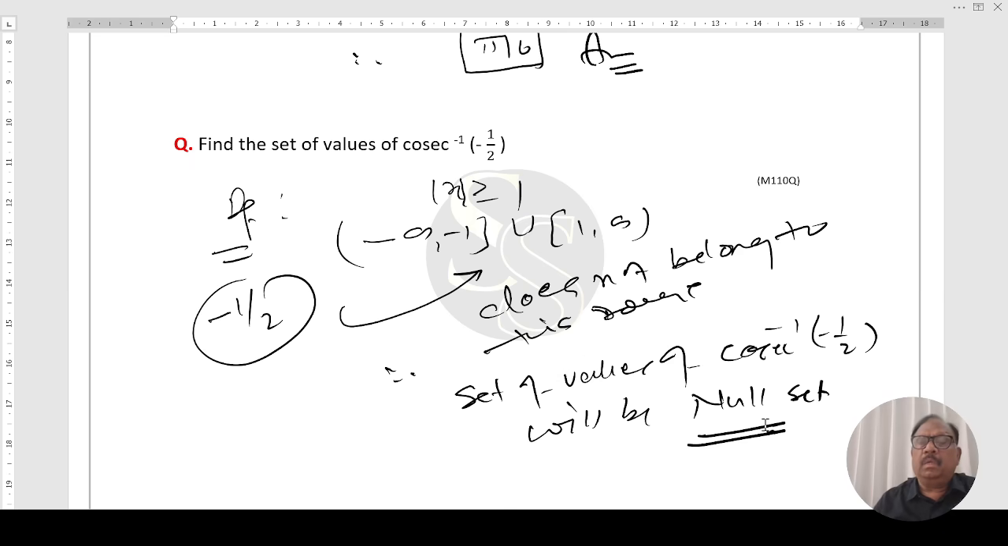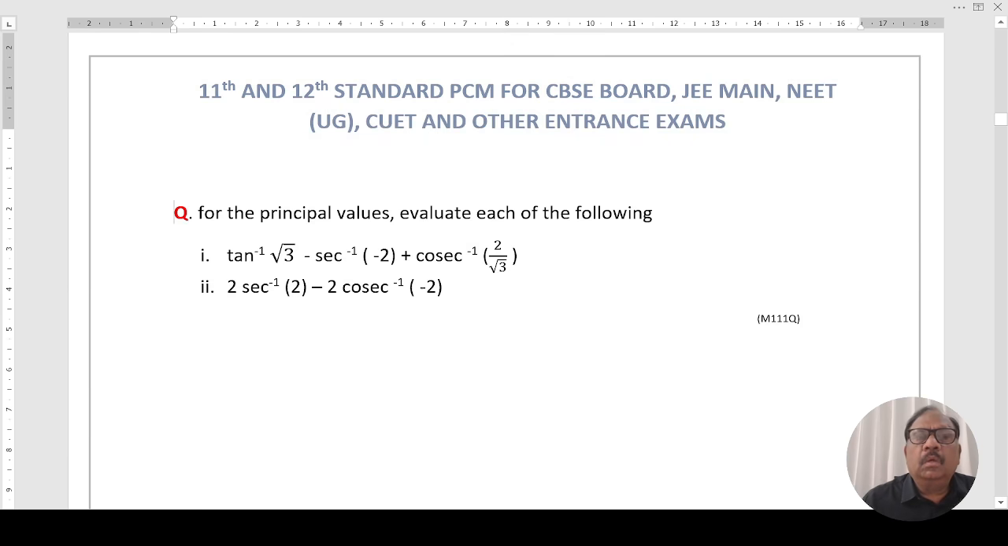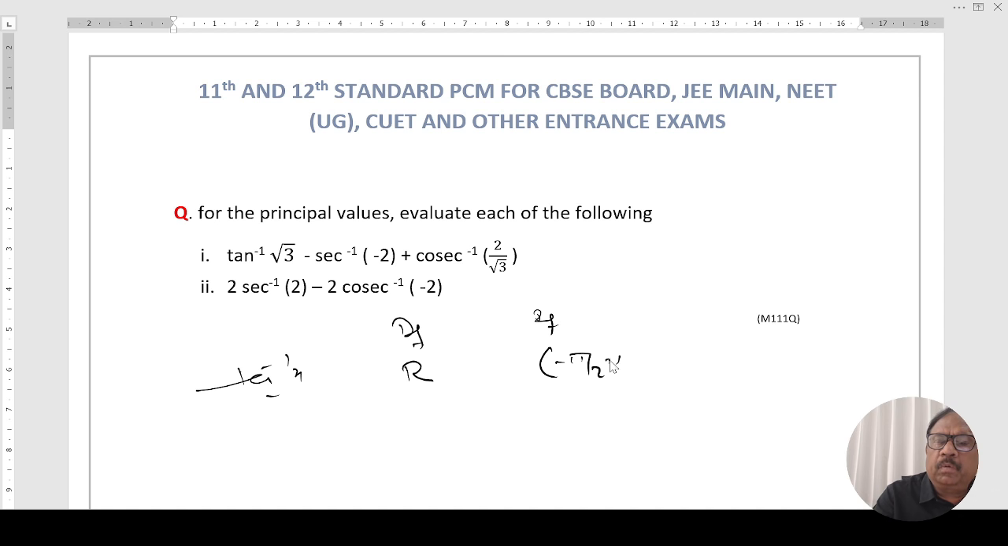Right? Next question. The question is, for the principal values, evaluate each of the following. In this case, tan inverse, sec inverse, cosec inverse: domain and range. Tan inverse domain is R. Range is minus pi by 2 to pi by 2.